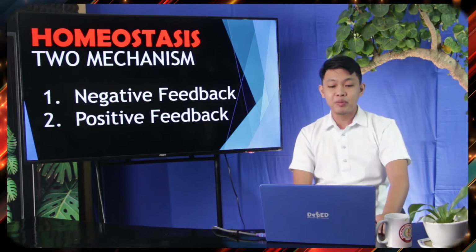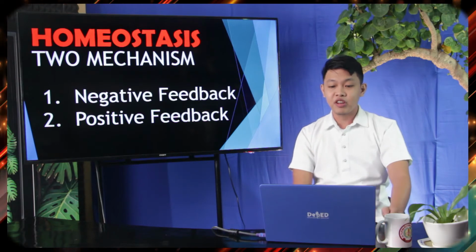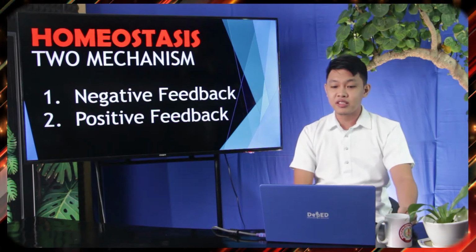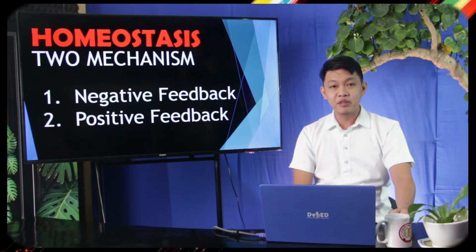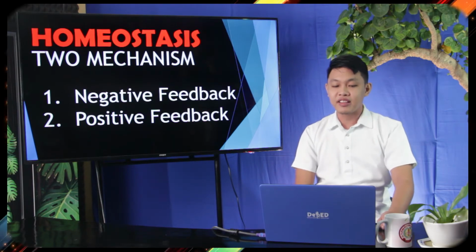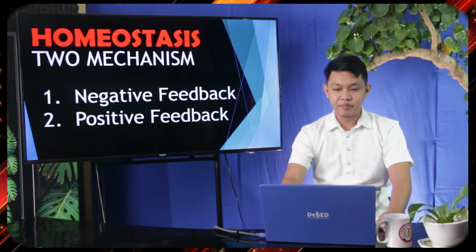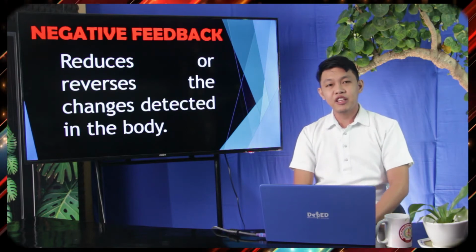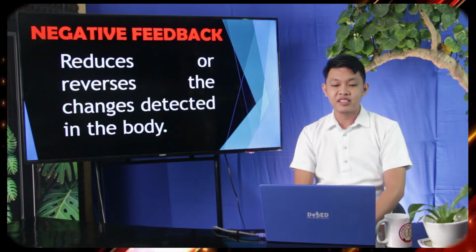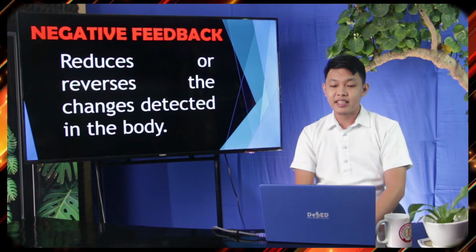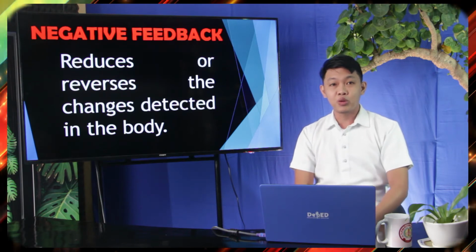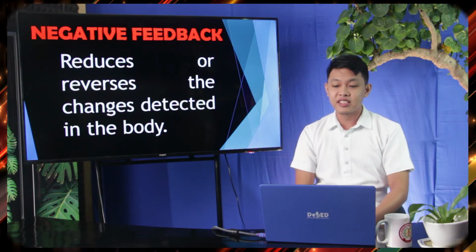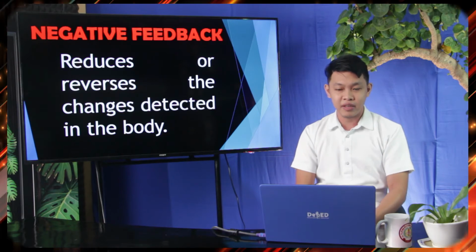Homeostasis has two mechanisms. The self-regulation of homeostasis uses positive feedback and negative feedback. Negative feedback reduces or reverses the changes detected in the body. In other words, it contradicts the stimulus sensed by our body.